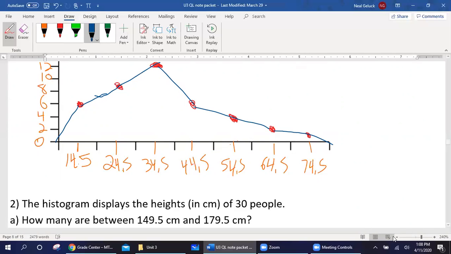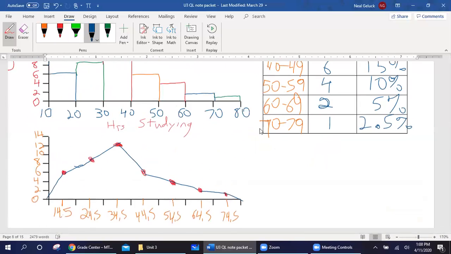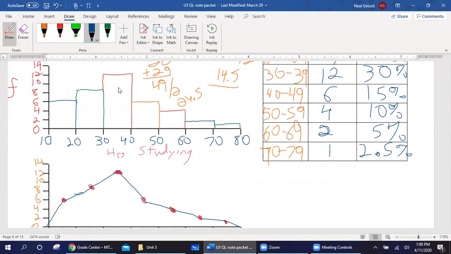So 2 ways, really, of displaying the exact same data. A histogram does it in bar form. A frequency polygon does it with these little dots connected, but they still represent the exact same numbers. 6 high, 9 high, 12 high, etc.